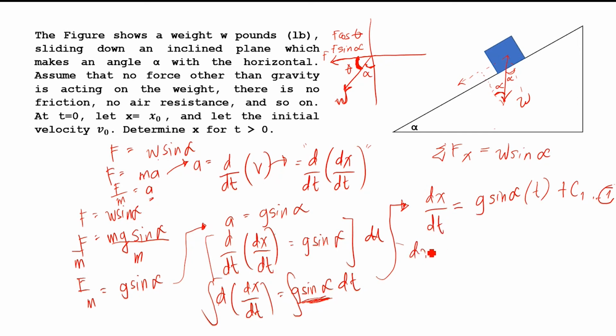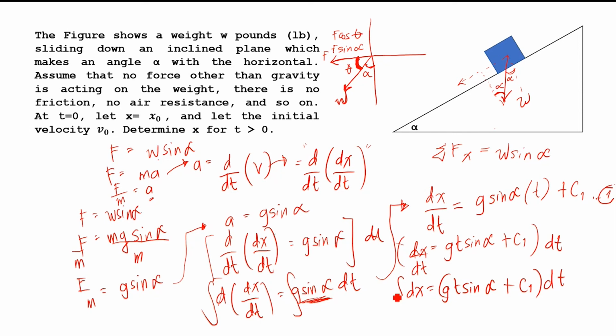Next, let us transpose dt here. So this is dx equals (g t sin alpha plus c1) dt. Multiply natin daw kay dt. And then let's integrate both sides. Bakit po? Integrating both sides will give you determining x for t greater than 0. The integral of dx is just x.